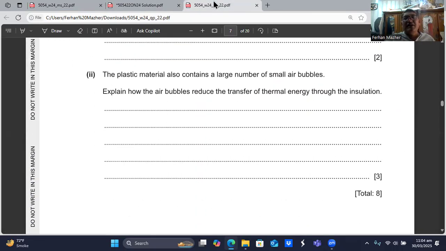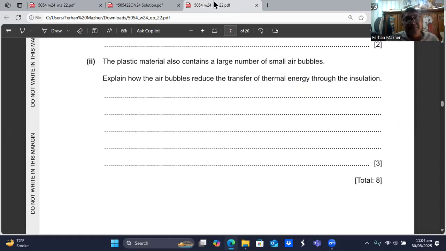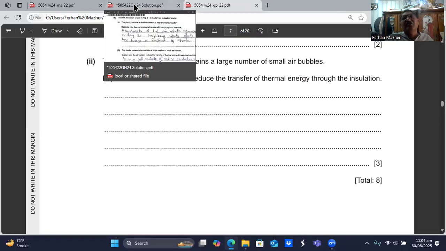Okay, so question number 3B, the second part. It says the plastic material also contains a large number of small air bubbles. Explain how the air bubbles reduce the transfer of thermal energy through the insulation. Usually the air which is trapped in those air bubbles is a bad conductor of heat. So they will not conduct, or at least they will reduce the conduction of heat, because the air trapped in those bubbles is a very bad conductor.